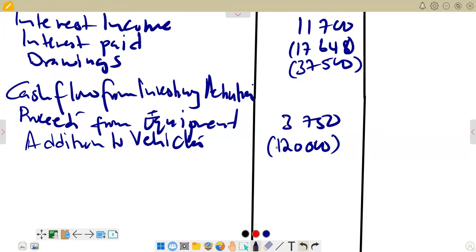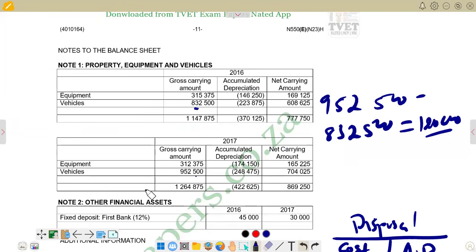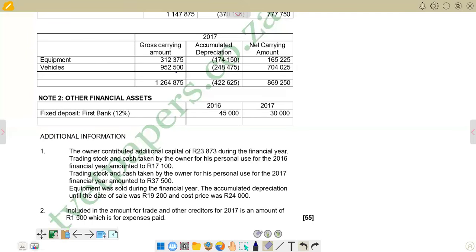And then we check again in terms of equipment. Let's try to see on the additional information if you have got anything that is explaining any addition of equipment. If you come here on the additional information, you'll see that we've got nothing that is explaining any addition of equipment, but we can verify if there was an addition of equipment by preparing a T account, whereby we are saying this is our equipment account.